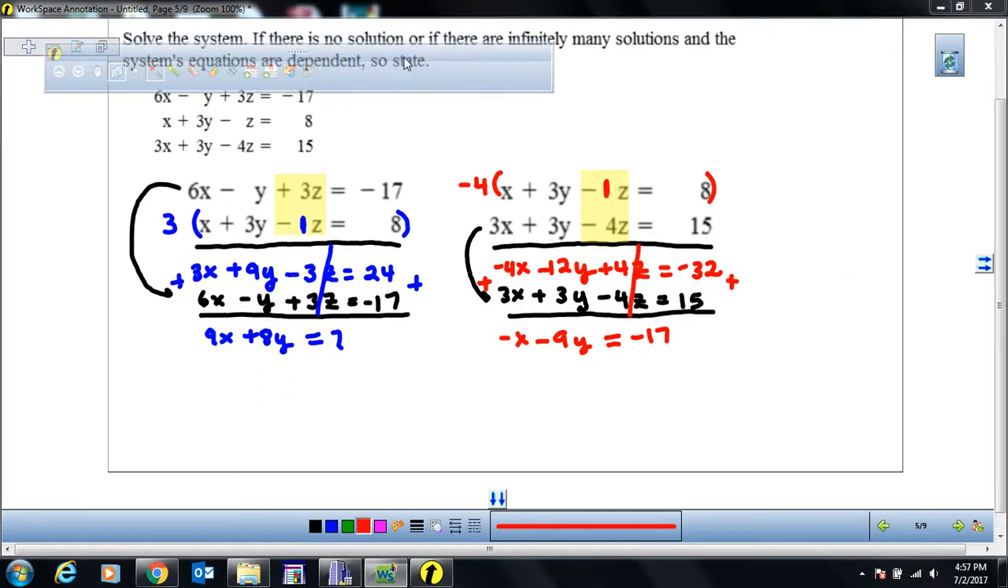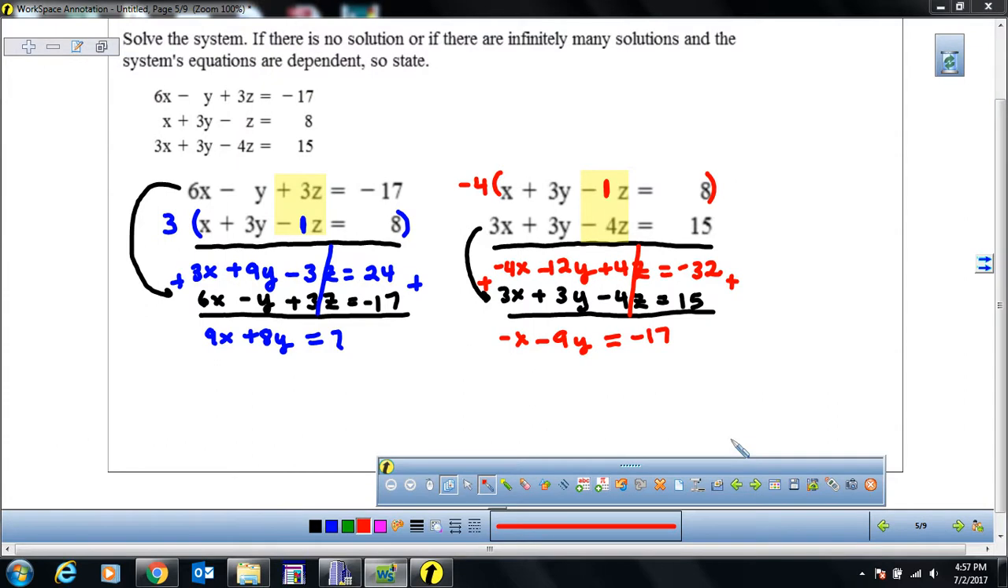So that was the first part of the process. You need to pick any 2 pairs of the 3 equations, and you need to eliminate the same variable from the 2 pairs.